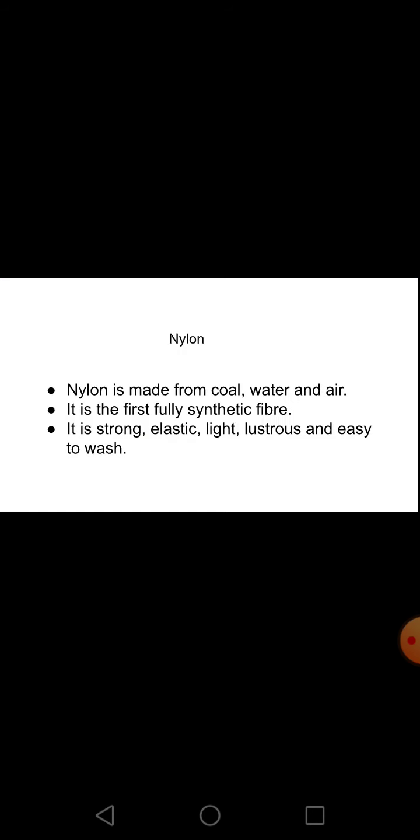Next we are going to learn about another synthetic fiber, that is nylon. Nylon is the first fully synthetic fiber, and it was made without using any natural raw material, that is, from plants or animals. And how is it prepared? It is prepared from coal, water and air. These are the raw materials needed to prepare nylon.